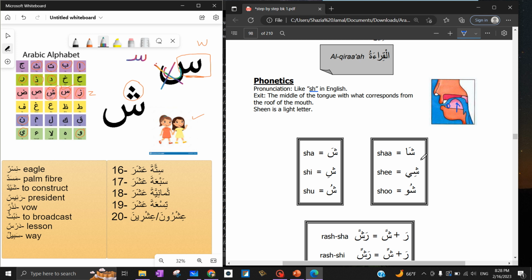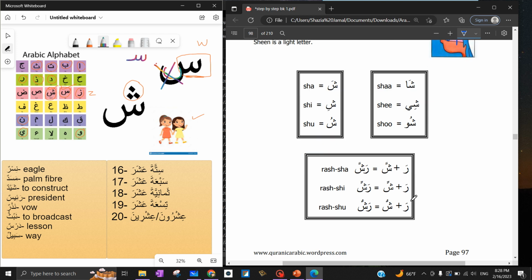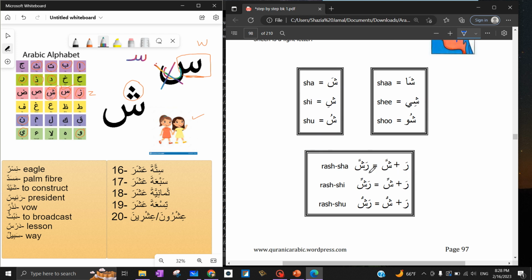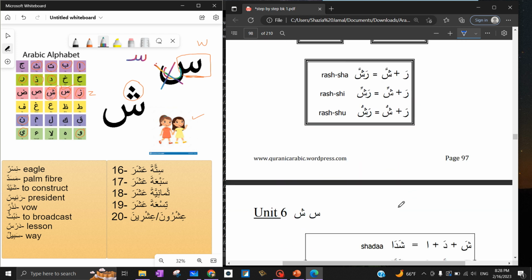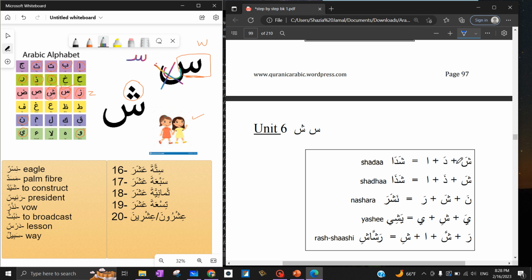So here you can see sheen with long vowels and sheen with short vowels, the short harakas. And here sheen is with the shaddas and the short harakas. And here are the sheen with random words: sha, da and alif, shada. Sha, the, and alif. This is a light letter we did previously.